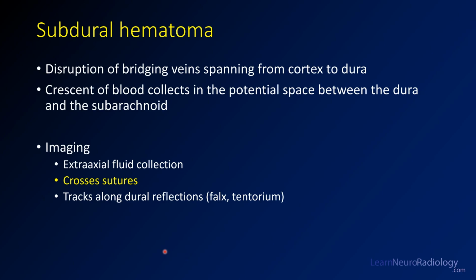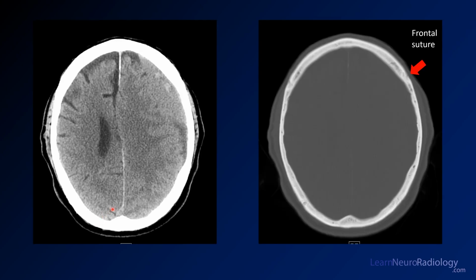This is a case of subdural hematoma. Subdural hematomas are caused by disruption of the bridging veins, which span from the cortex to the dura. In these cases, they're crescent shaped and they collect in the potential space between the dura and the subarachnoid. Now on imaging, this is an extra-axial fluid collection that crosses sutures and it tracks along dural reflections like the falx and tentorium. So you're going to see that here.